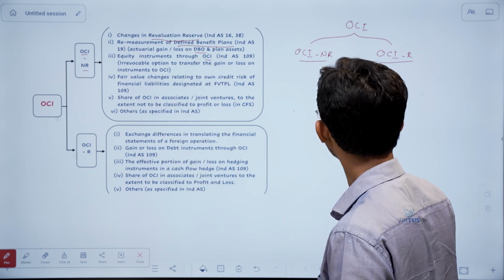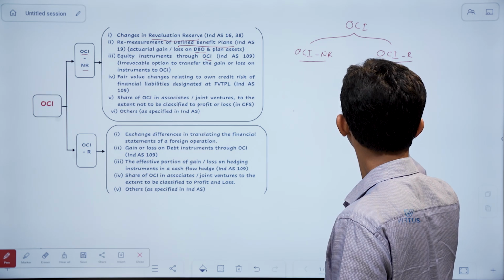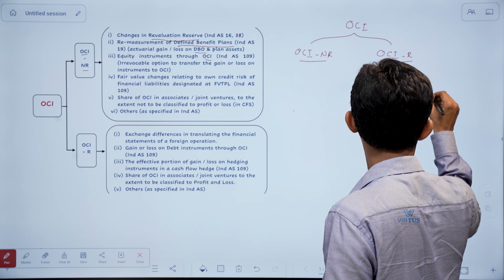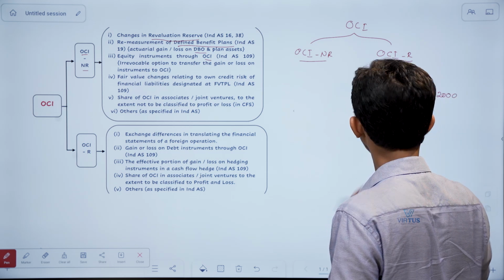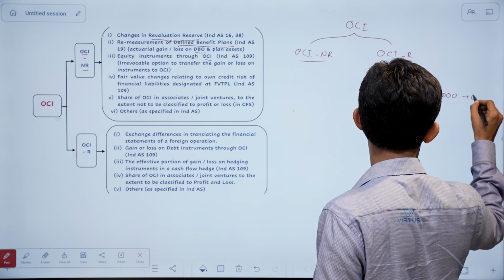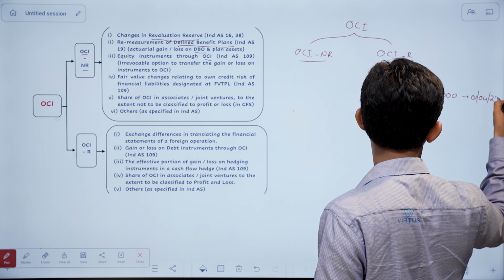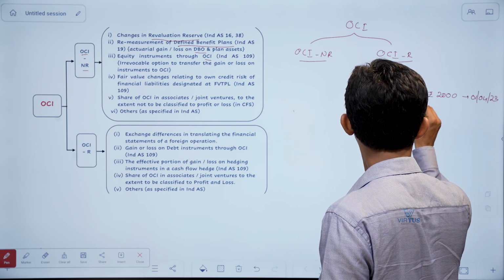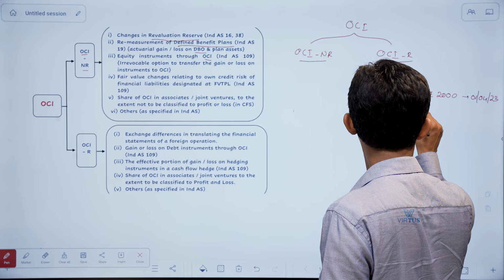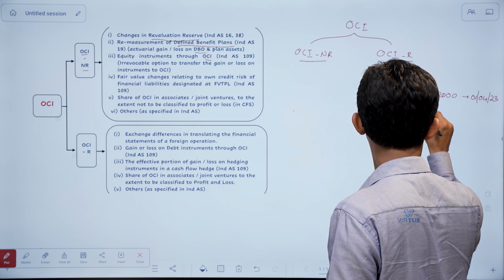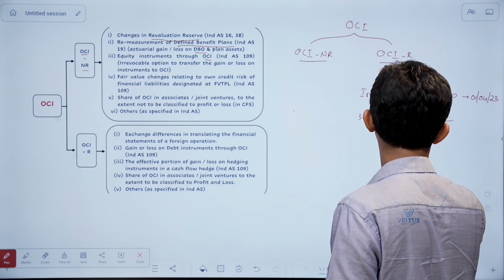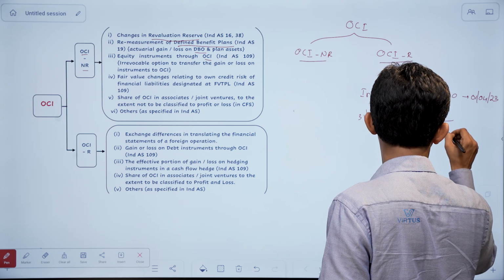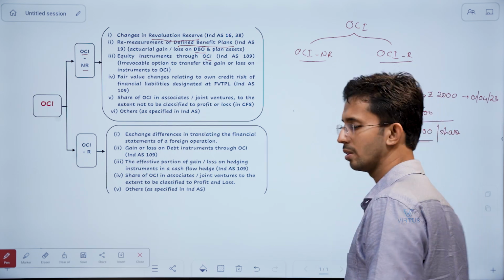Okay, suppose you have got an investment in Infosys shares. The cost price is, let's say, rupees 2000 per share. Now you made the investment on, let's say, 1/4/23, and on 31/3/24 you saw its market price, and the market price is 2500. So there is a gain of 500 rupees per share. Now what do you do with this 500 rupees?